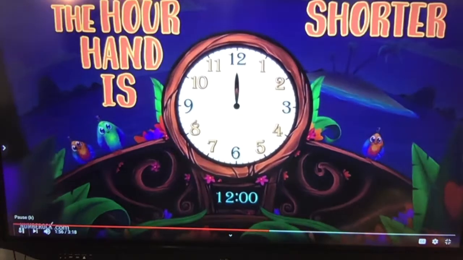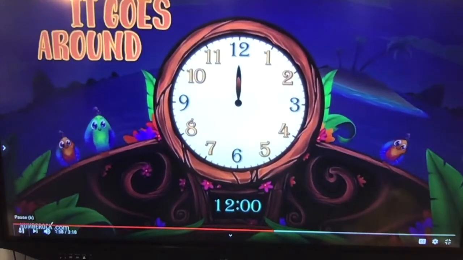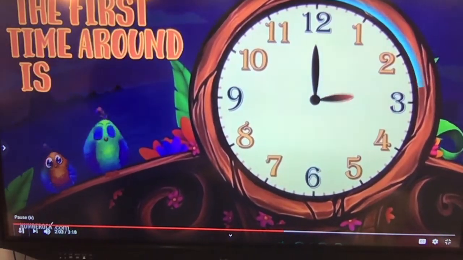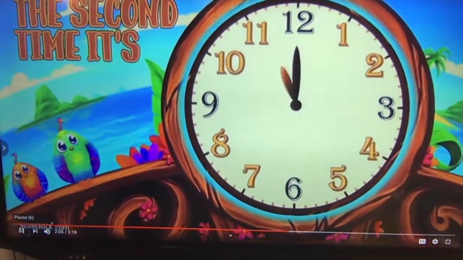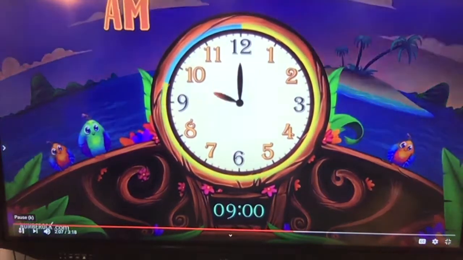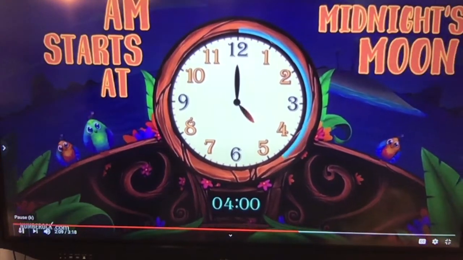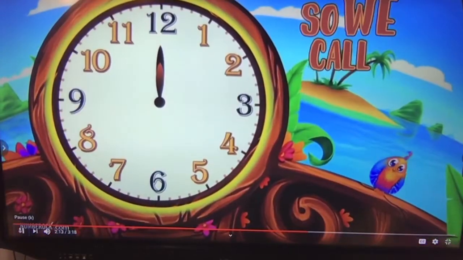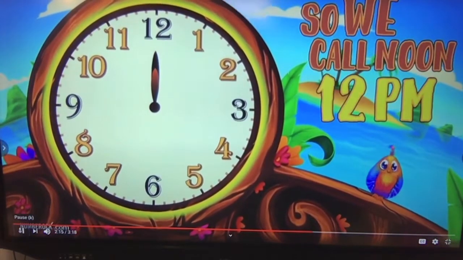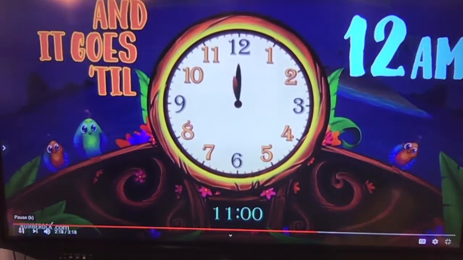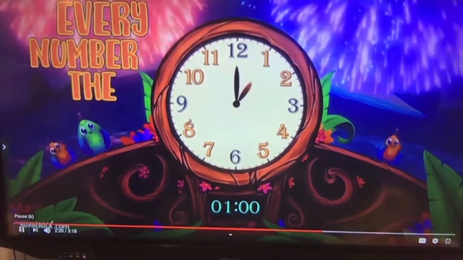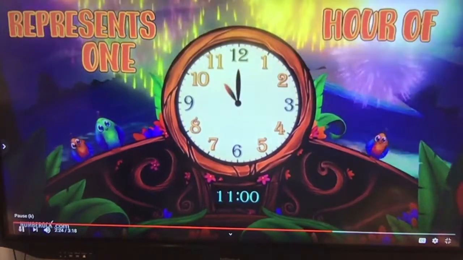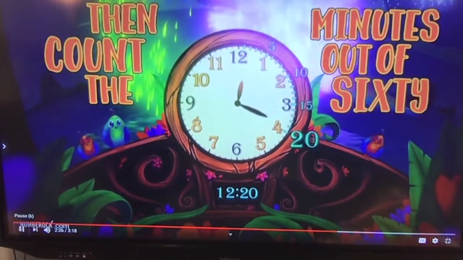The hour hand is shorter always. It goes around the clock twice each day. First time round is AM, the second time it's called PM. AM starts at midnight's moon and continues until noon. So we call noon 12 PM, and it goes till 12 AM. Every number the hour hand goes by represents 1 hour at a time. We count the minutes out of 60.